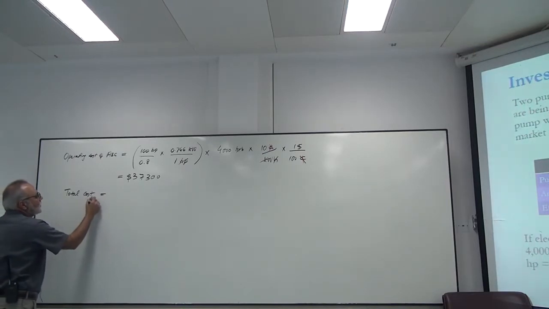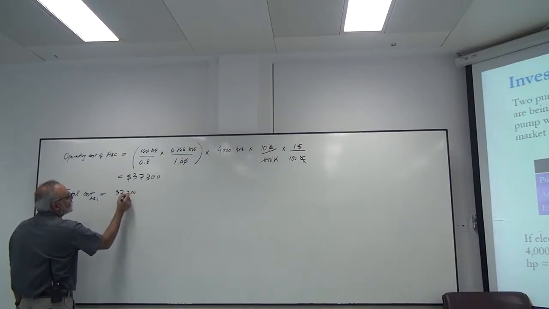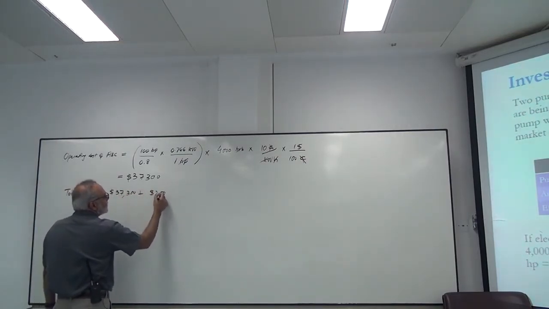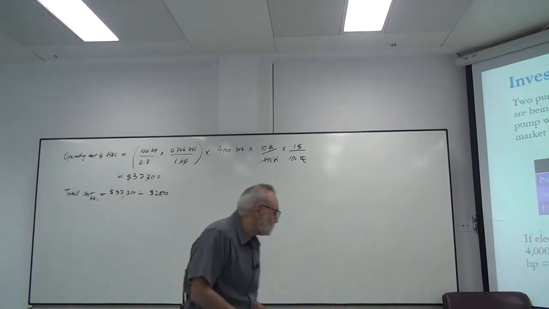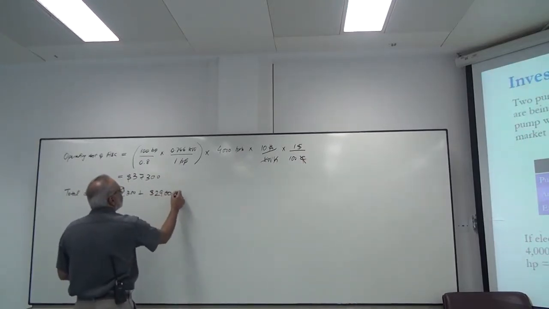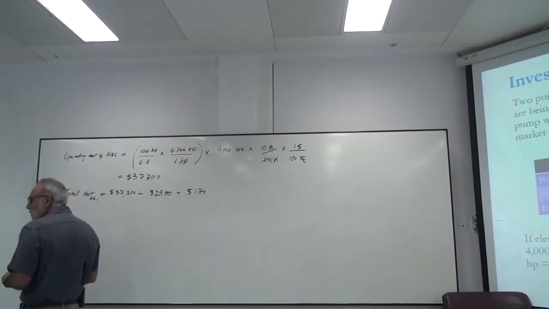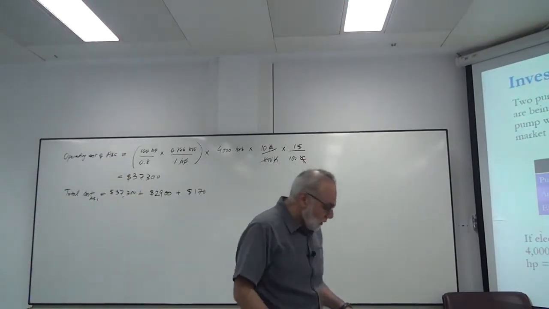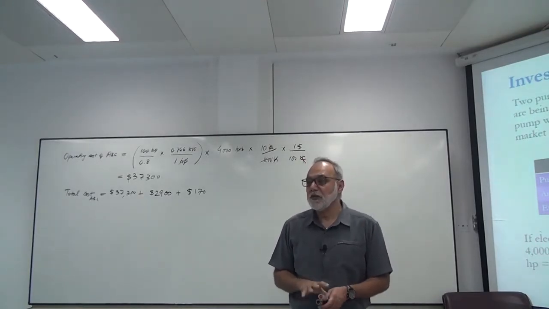Total cost of ABC is equal to 37,300 plus $2,900 plus we have $170, and that is your answer for ABC. You do the same for XYZ and see which one is cheaper.